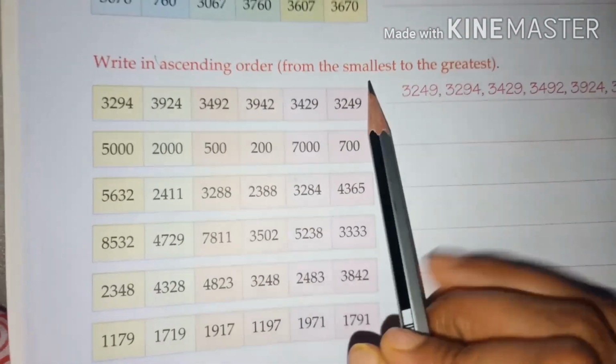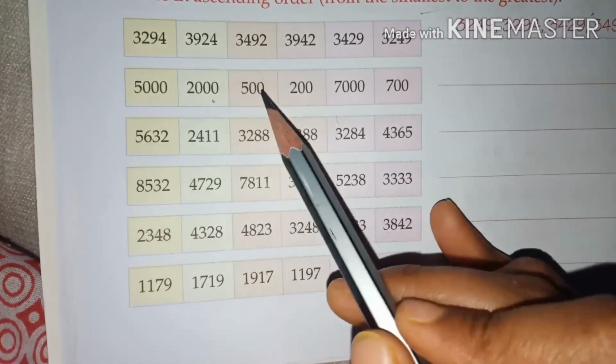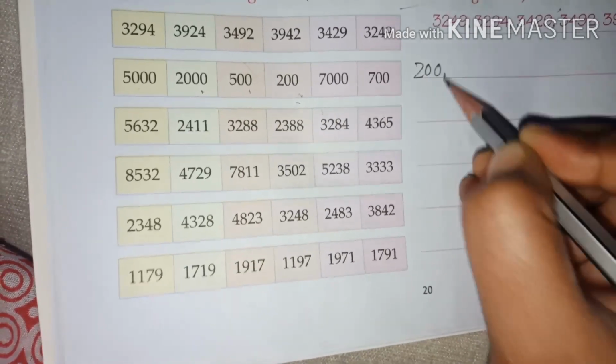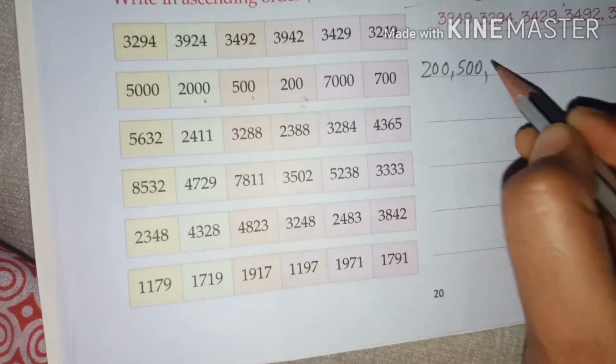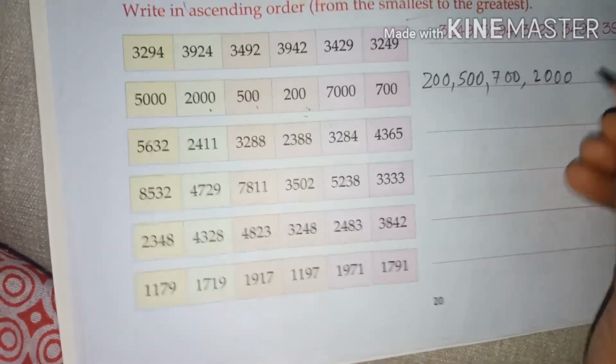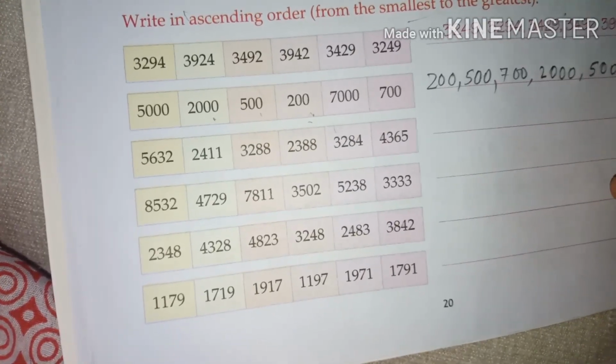Write in ascending order, that means from smallest to greatest. तो 5000, 2000, 500, 200. तो 200 सबसे छोटा है, तो I'll write 200. Then 500, then 700. उसके बाद we have 2000. Then I have 5000 and then 7000.